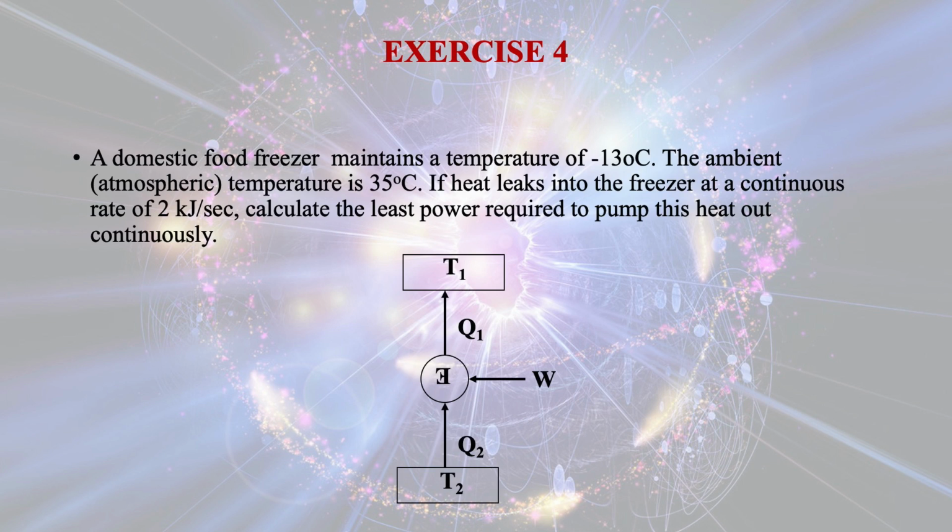The next problem: a domestic food freezer maintains a temperature of minus 13 degrees centigrade. The ambient temperature is 35 degrees centigrade. The heat leaks into the freezer at a continuous rate of 2 kJ per second. Calculate the least power required to pump this heat out continuously. You see the refrigerator, W is the work done onto the system for extracting heat Q2 from a low temperature region and rejecting this heat Q1 to the high temperature region.